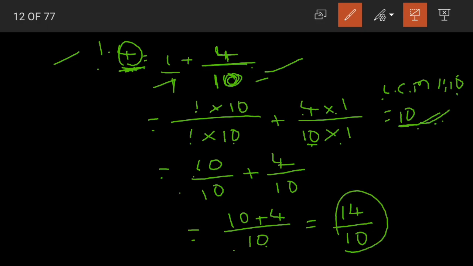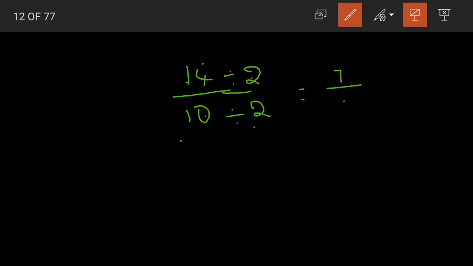Now what is our final answer here? 14 divided by 10. But if you observe, both 14 and 10 have 2 as their common factor. So when we divide by 2, 14 divided by 2 is 7, and 10 divided by 2 is 5. So 7 by 5 will be our answer, children. Always remember, when you are dealing with fractions, you have to write the final answer in its simplest form.